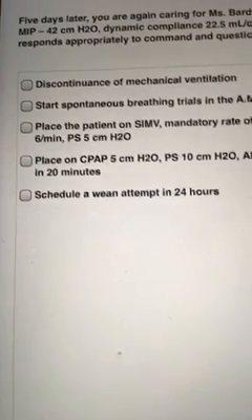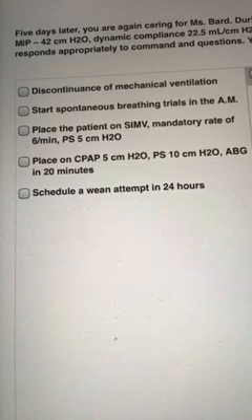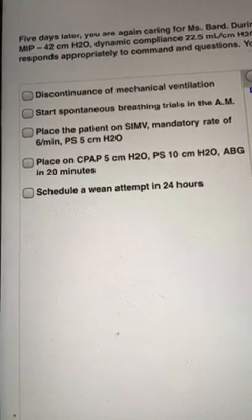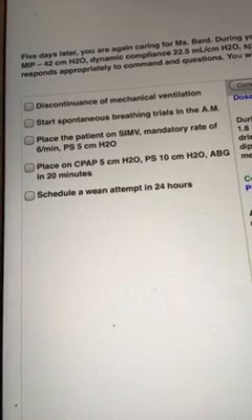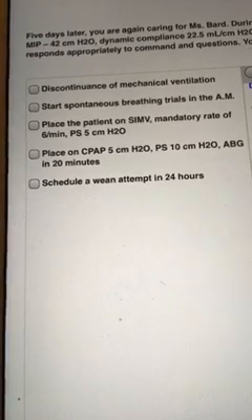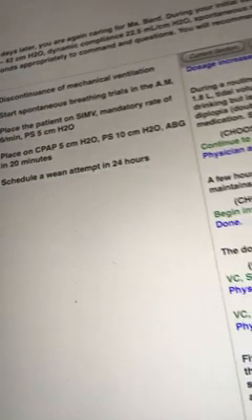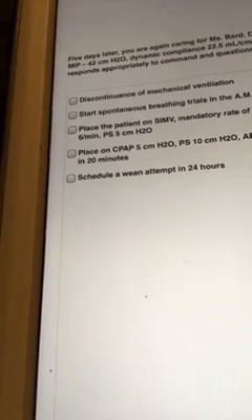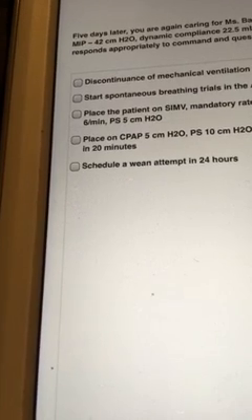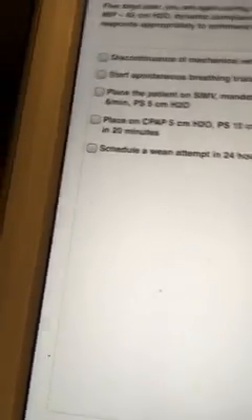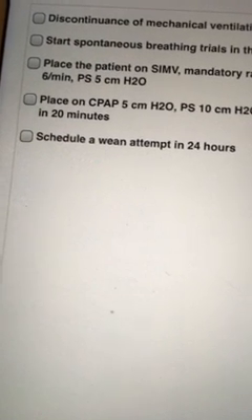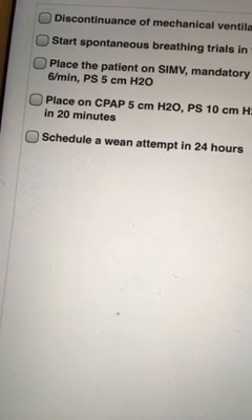Okay, so 5 days later, you are again caring for this patient. During your vent check, you discover the following: spontaneous tidal volumes of 400, vital capacity is 3.8. MIP is negative 42. Dynamic compliance is 22. Spontaneous rate is 16. RSBI is 40. Patient appears properly oriented and responds appropriately to commands.